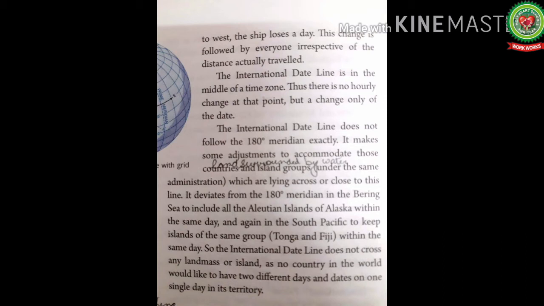As we have already discussed, the difference of 12 hours each way adds up to the difference of 24 hours or a full day at 180 degree meridian. The international dateline does not follow the 180 degree meridian exactly. It makes some adjustments to accommodate those countries and island groups under the same administration, means where the same government works, which are lying across or close to this line.